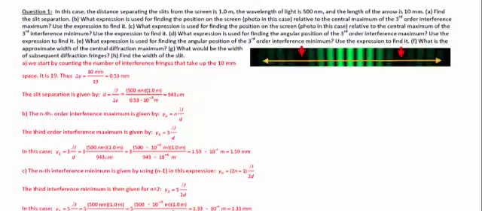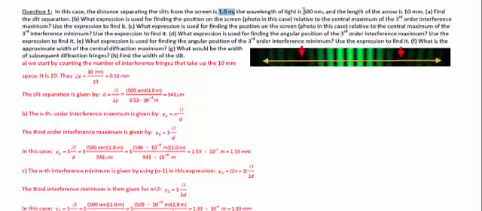In this question, we are given a pattern shown here where we can see some interference fringes and then the diffraction pattern as well superposed to the interference pattern. We are told that the slits are separated from the screen by 1 meter. So that's our L, 1 meter.